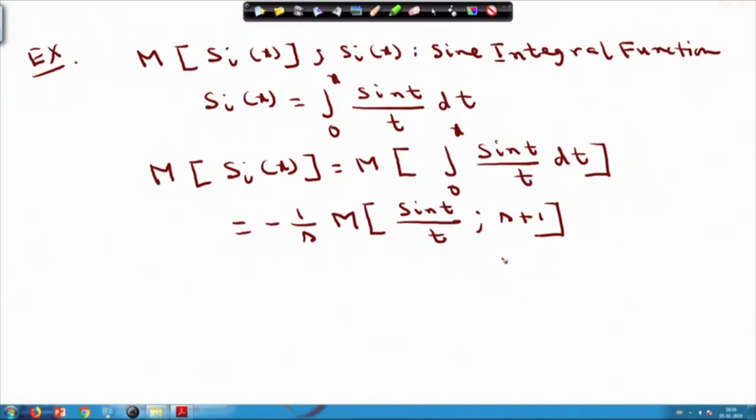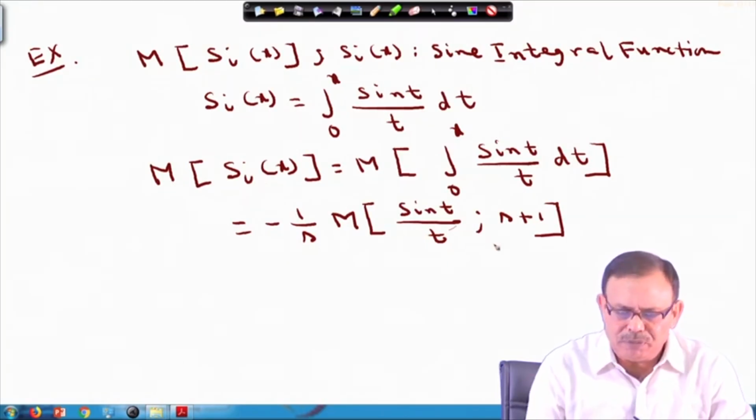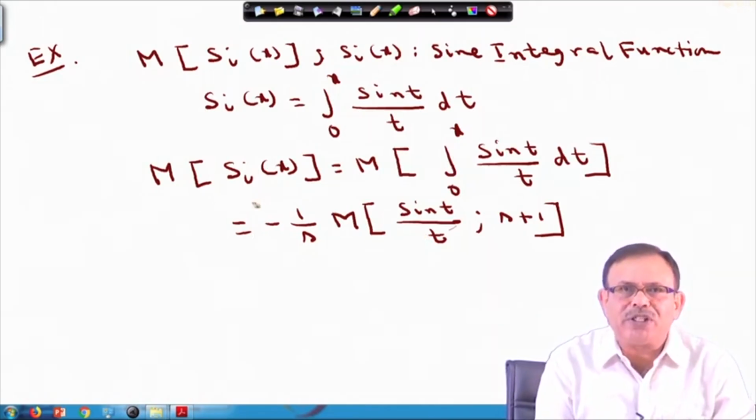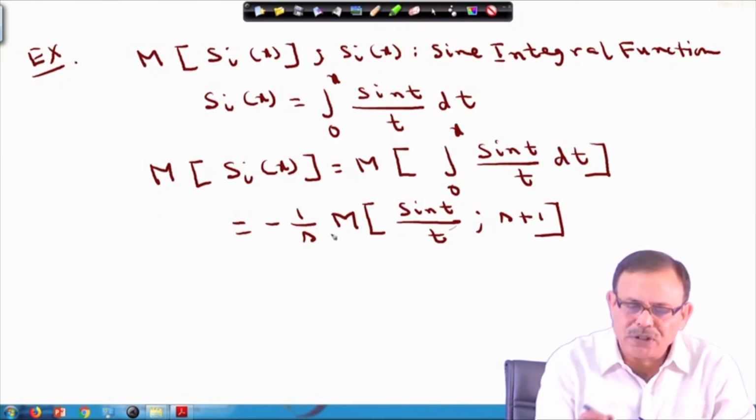And here we have used the property of the Mellin transform on integrals. At first I have to find the Mellin transform of sin t. Just like in the earlier cases, you have already done the Mellin transform of sin k t. Using that, I can find the Mellin transform of sin t, and once I know it, from there I can find the Mellin transform of sin t by t. So, the Mellin transform of Si(x) equals minus 1 by s times the Mellin transform of sin t by t with the parameter s plus 1.